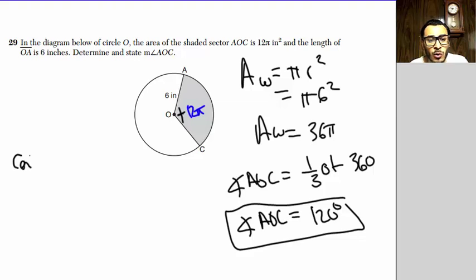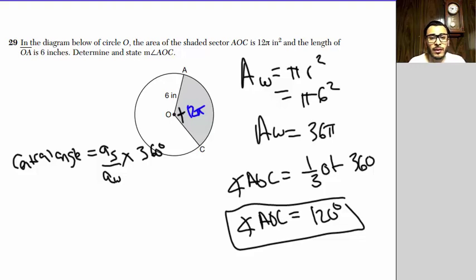You could, so the formula would look like this. The central angle is equal to the area of the sector, so I'm going to write AS, over the area of the whole circle times 360 degrees. That's a formula, right? Central angle is equal to the area of the sector over the area of the whole circle times 360.